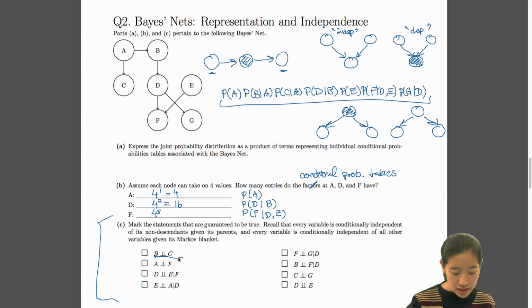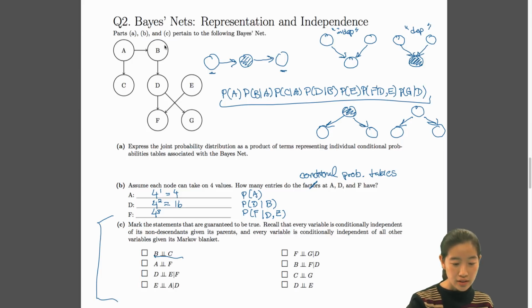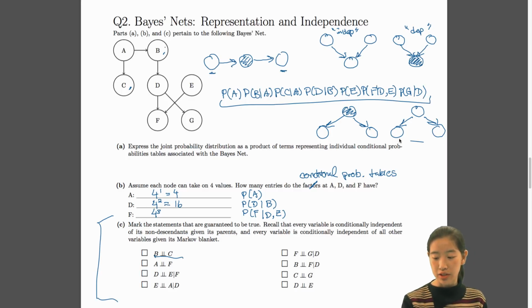So we have B. Is B independent from C? Let's take a look. Here is B, here is C. Now that we have these two points, we see that they have a common parent A. So this is very similar to this situation here. So they are not independent from each other. Let's cross it out.